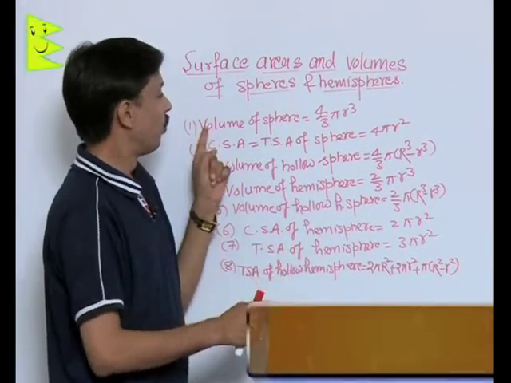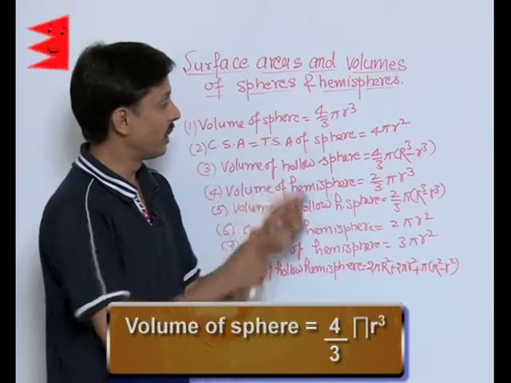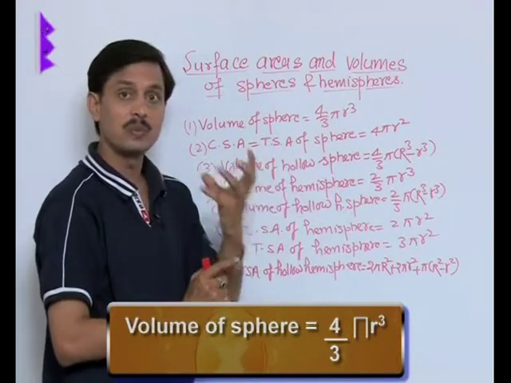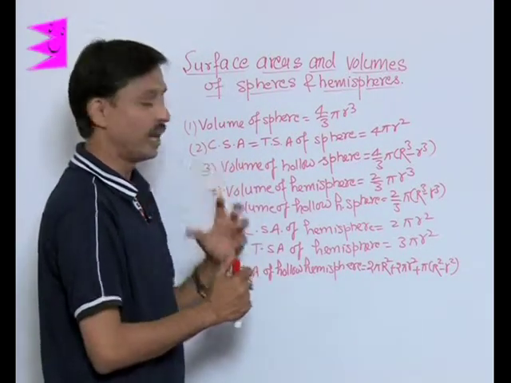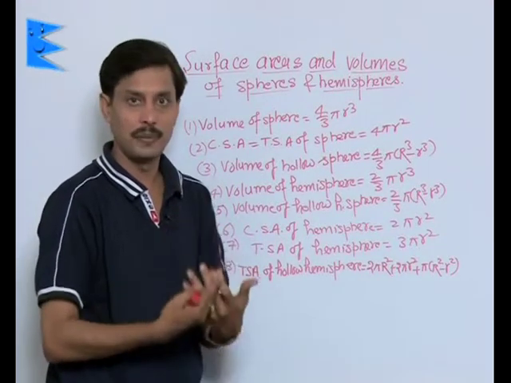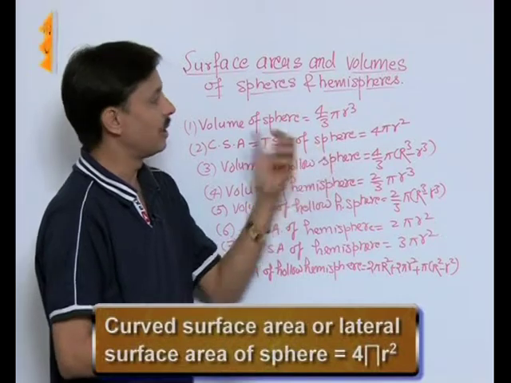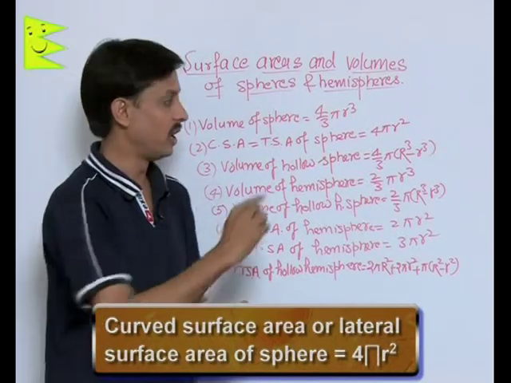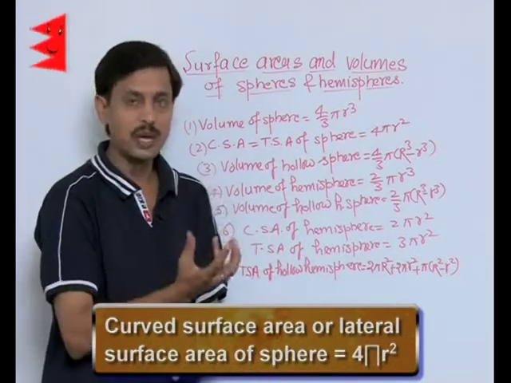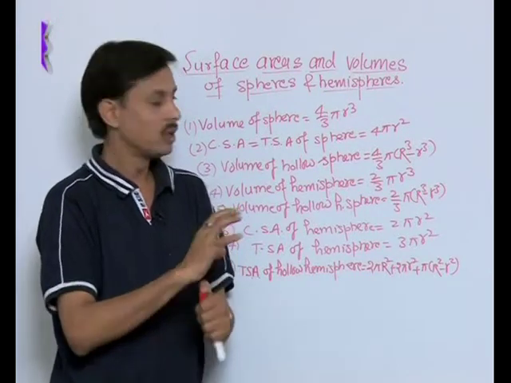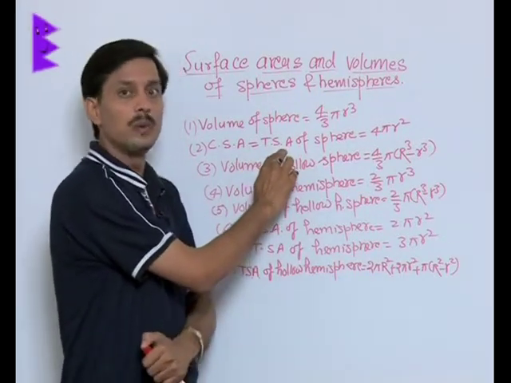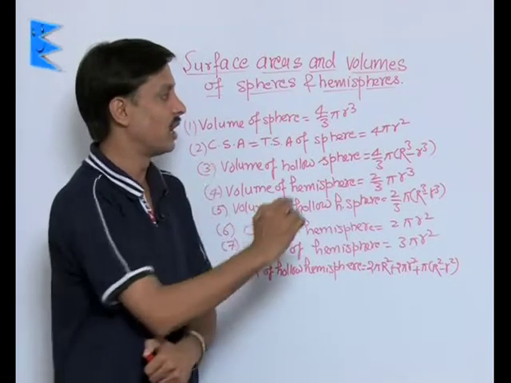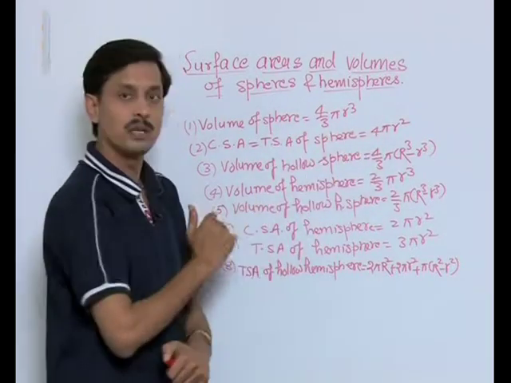You can see the volume of a sphere is given by the formula 4 by 3 pi r cube, where r indicates the radius of the sphere. CSA, curved surface area or lateral surface area, or the total surface area of the sphere is given by 4 pi r square. A sphere has curved surface area only. So if somebody tries to confuse you about TSA, CSA and LSA of a sphere, they are the same, that is 4 pi r square.